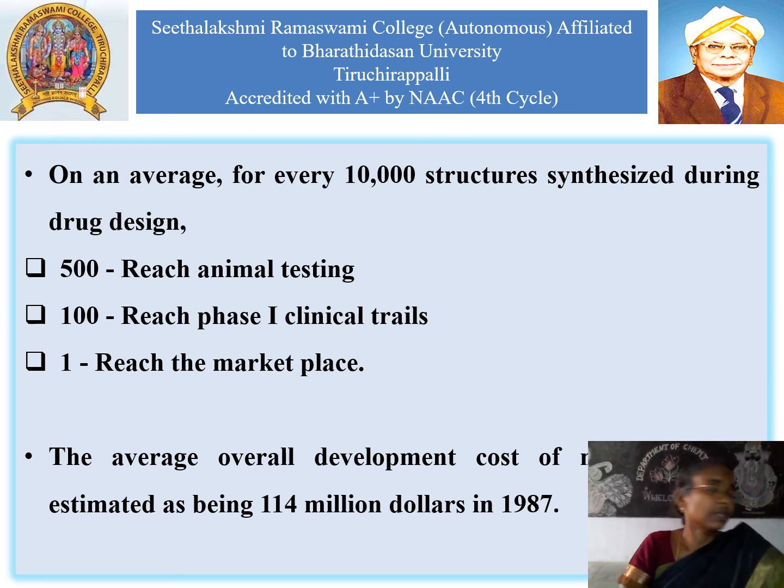On an average, for every 1,000 structures synthesized during drug design, only 500 drugs reach animal testing, and from these 500 drugs only 100 reach phase 1 clinical trials. From these 100 drugs only one goes to the market as a drug. The average overall development cost of a drug was estimated as $114 million in 1987.